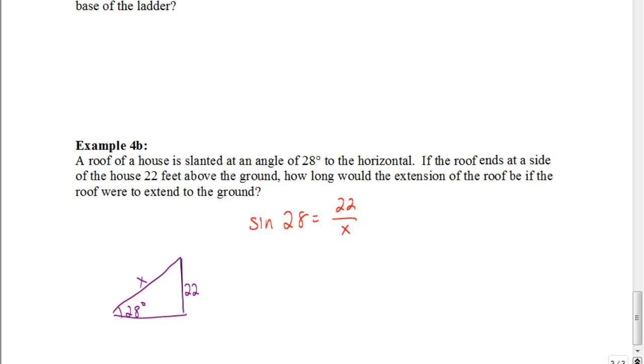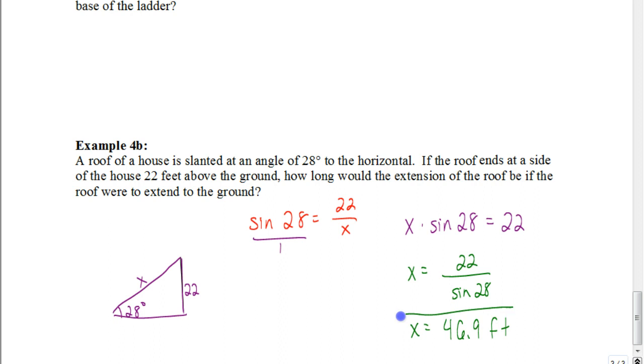That would be wrong. In reality, remember at the beginning we looked at this as a proportion. So when I multiply these across from each other, I would get x times the sine of 28 equals 22 times 1, which is 22. If I divide both sides by the sine of 28, I get x equals 22 divided by the sine of 28. So that's going to give us our answer. And if you plug that in on your calculator, you get 46.9, which would be approximately 46.9 feet. So there you have it.